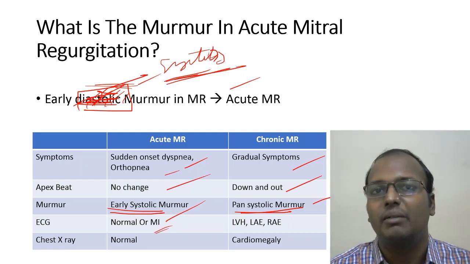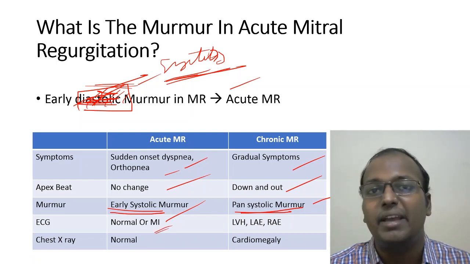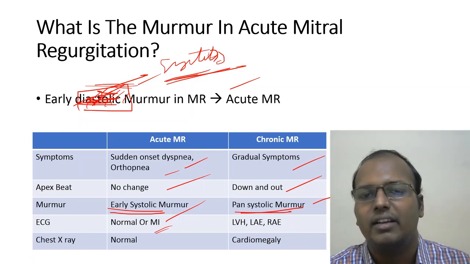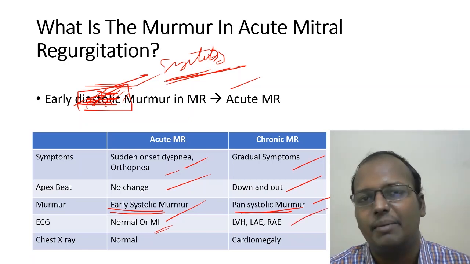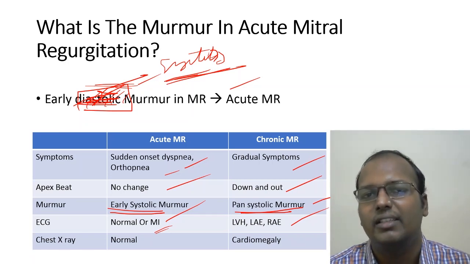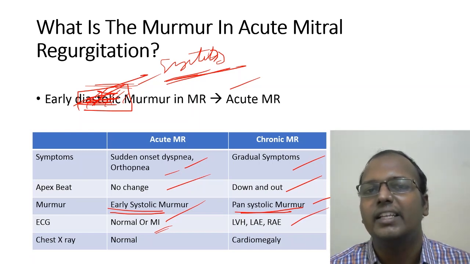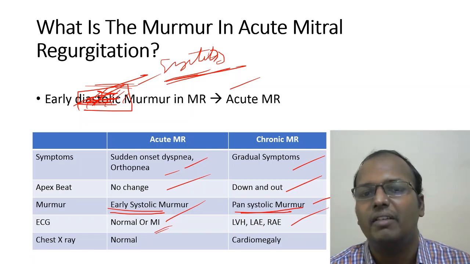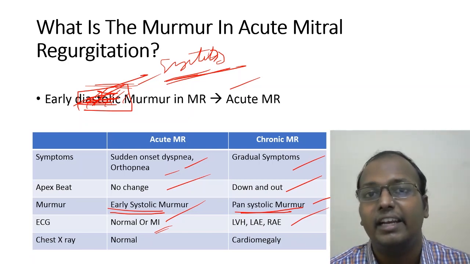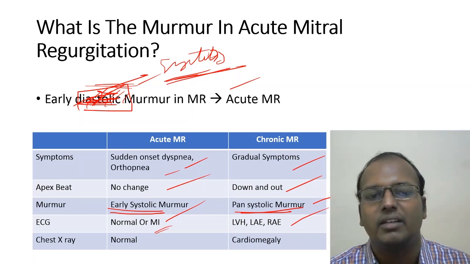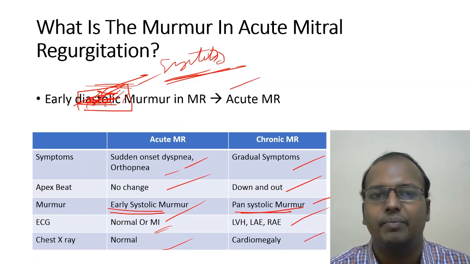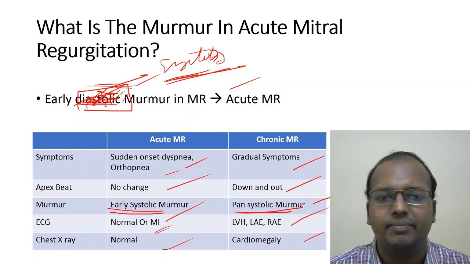Or MI leading to papillary muscle rupture, myocardial infarction leading to papillary muscle rupture, then the MI changes can be there in your ECG. And in chronic MR, there can be changes of left ventricular hypertrophy or left atrial enlargement or right atrial enlargement. Left ventricular hypertrophy can manifest with a strain pattern like ST depression in I, aVL, V5, V6 with T inversion. Left atrial enlargement, we discussed, is your P mitrale, a broad P wave. Right atrial enlargement will lead to P pulmonale, that is a tall P wave. And chest X-ray is normal in acute MR, whereas cardiomegaly can be seen in chronic MR. Understood? Yes.